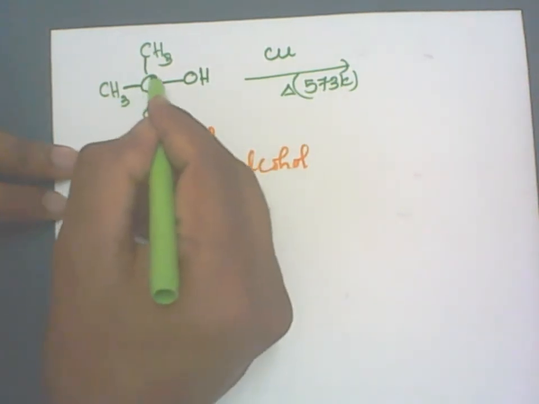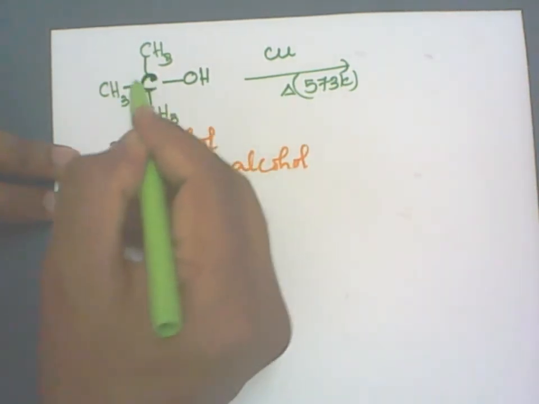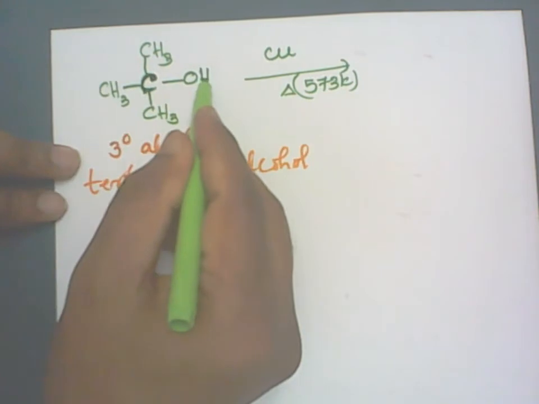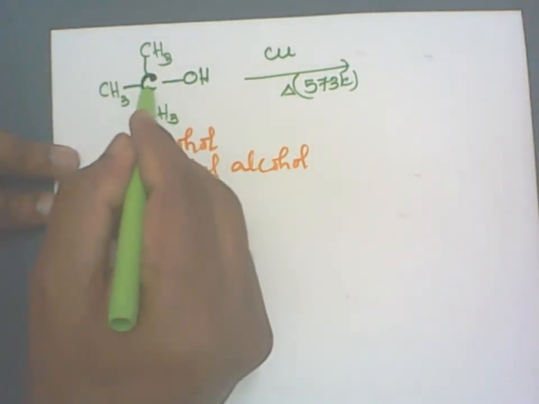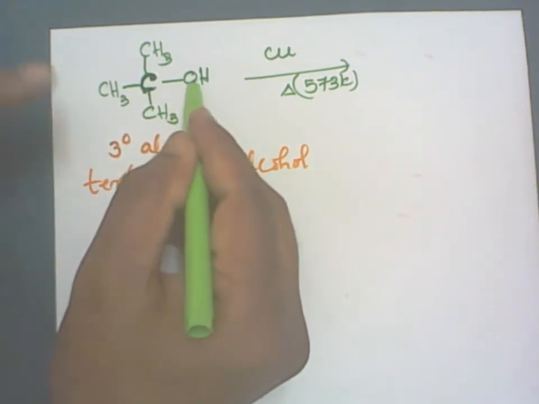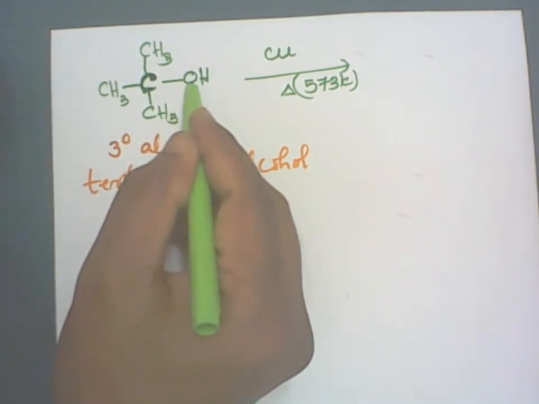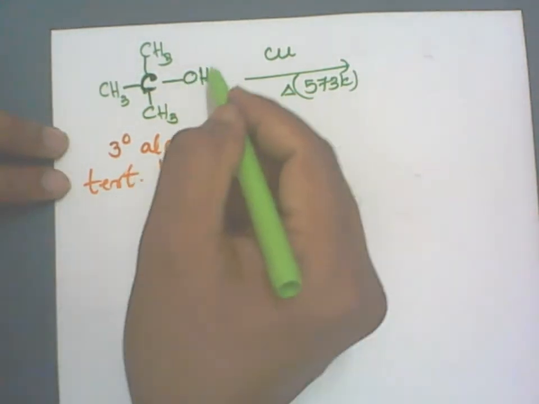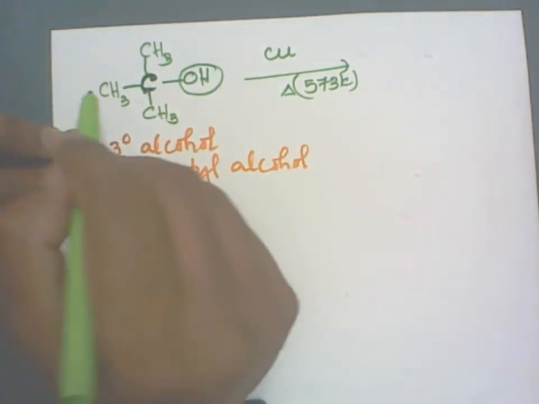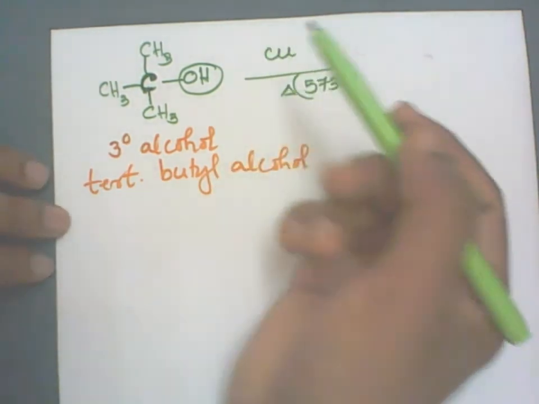Remember, to undergo oxidation, this carbon which is attached to OH should contain hydrogen atoms. If there is a hydrogen on this carbon which is attached to OH, then only they can undergo the oxidation. Otherwise, they will undergo dehydration. Dehydration means I should remove OH. I should remove H and OH from neighboring carbon atom.